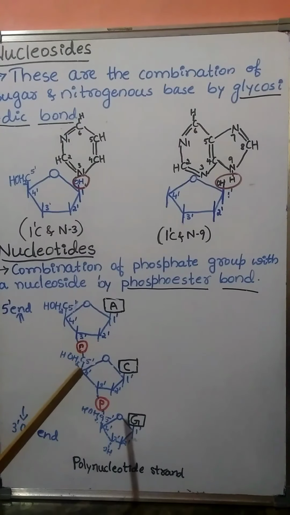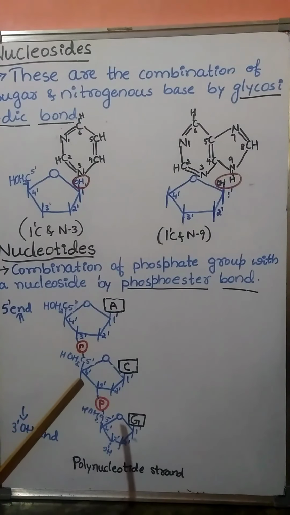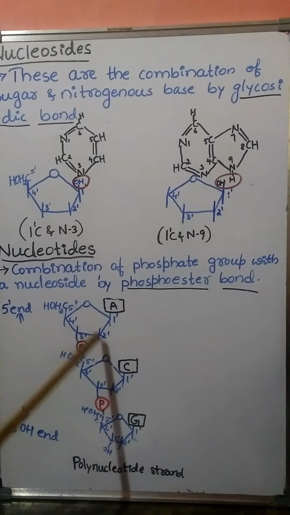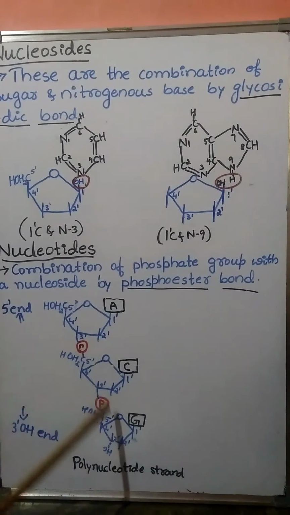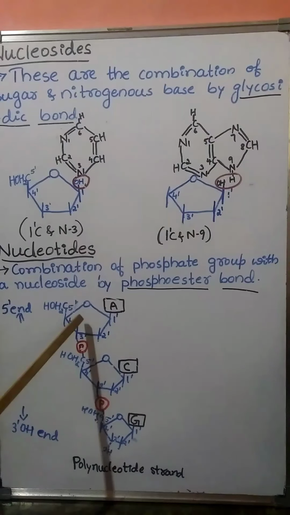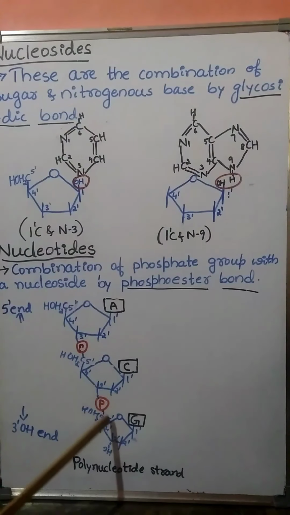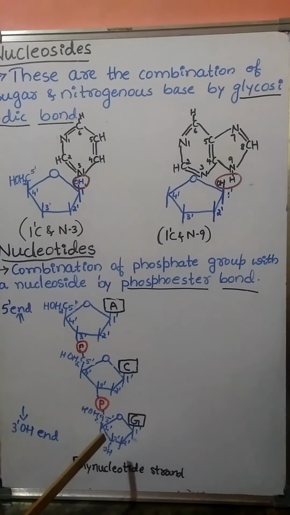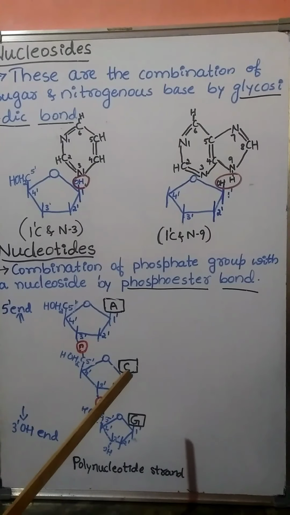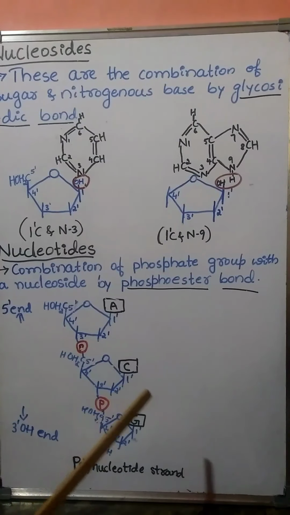A single DNA contains two polynucleotide strands. Like this, many nucleotides are joined and that forms a polynucleotide strand. Polynucleotide means having many nucleotides; attachment of many nucleotides forms a polynucleotide strand. In DNA, 2 polynucleotide strands are present.